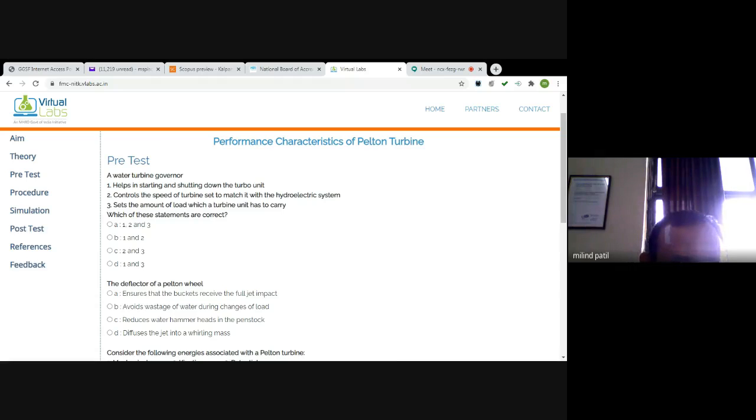So the answer must be what? Obviously, it controls the speed. The governor always controls the speed. So where two is involved, that must be the option. So one and three alone cannot be, so two is involved in all three. Does the governor set the amount of load which a turbine unit has to carry? Just think it over and find out whether it is possible or not. Try. I'm waiting for 1 or 2 minutes.